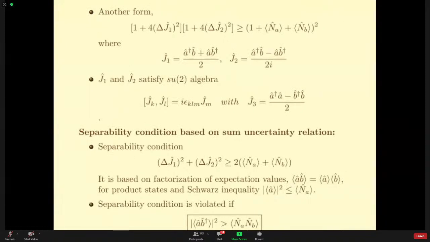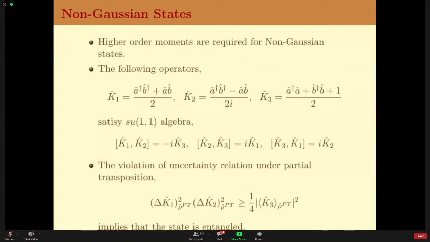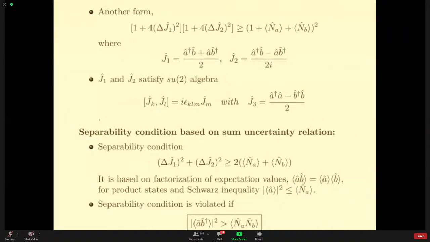And later, it was shown by Professors Nha and Kim that this condition can be written in this form. Here the operators J1 and J2 are given here, and these two operators J1 and J2, along with the operator J3, form the SU(2) algebra.